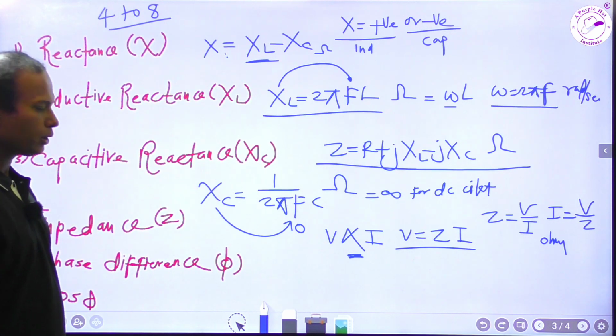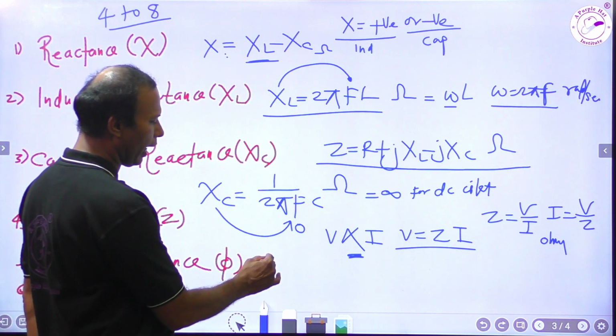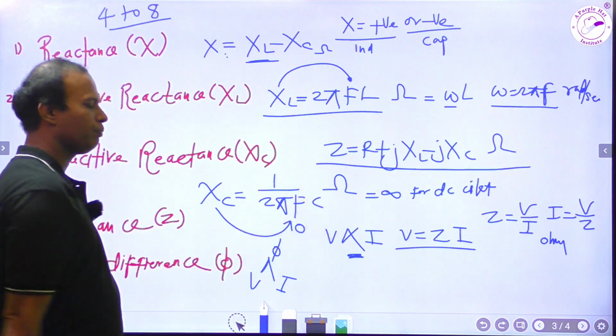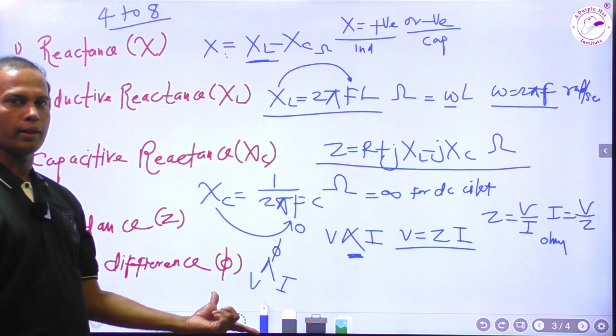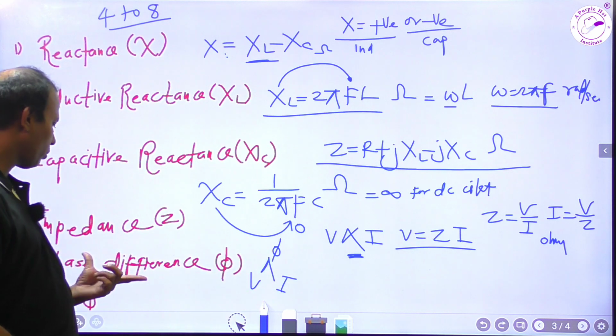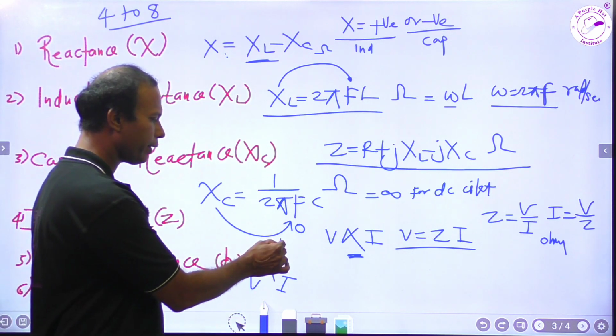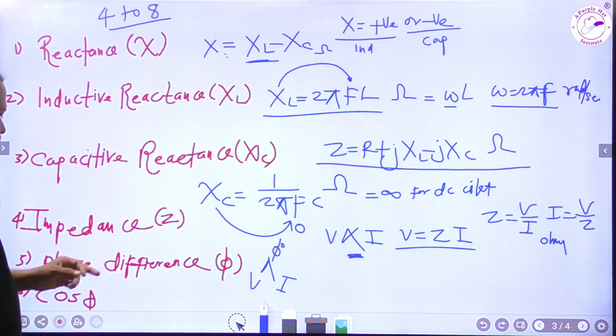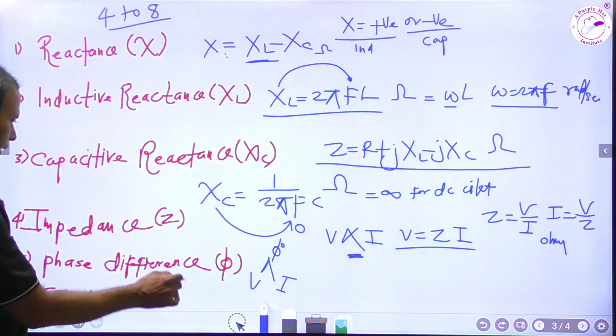Now phase difference. This is very important. Phase difference is the angle between voltage and current. This is called phi, the angle between voltage and current. Where is the current? Is the current lagging or leading? This angle is called the phase difference phi, and it is measured in degrees. Okay. Phase difference phi. Finally, power factor.